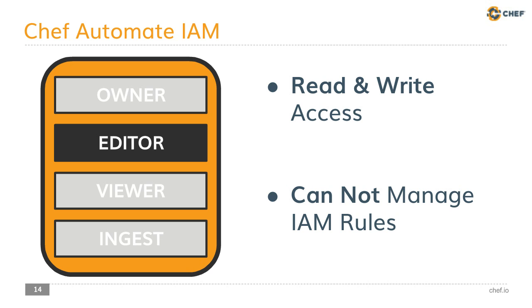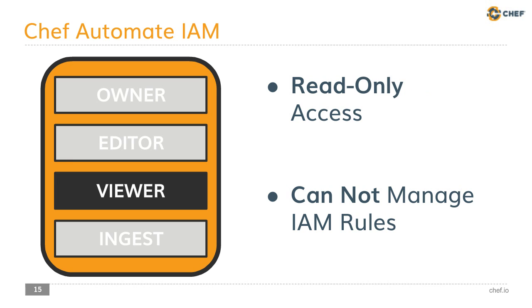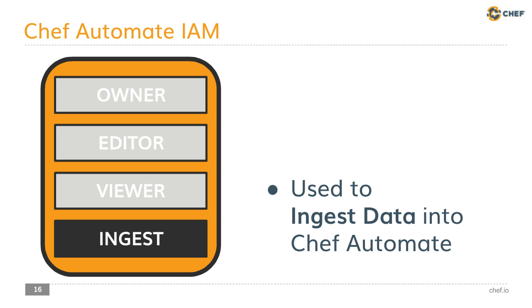Viewer, as the name implies, has read-only access. Not only can they not manage any of the administrative content, but they can't actually change anything. They only can see what is currently in existence within Chef Automate. And finally, there's an ingest role. This is typically not used for human accounts, but for accounts that might be used for collecting data for ingest into Chef Automate.